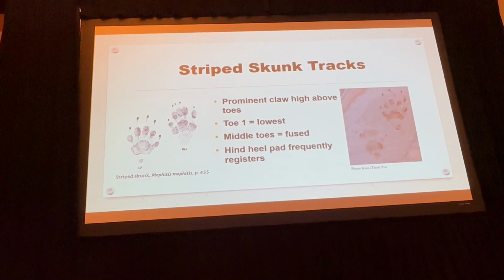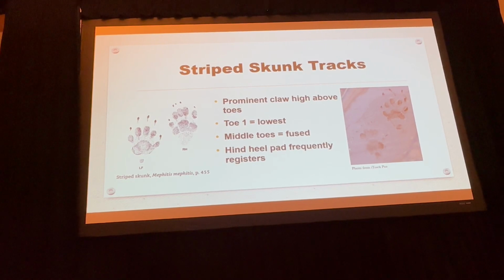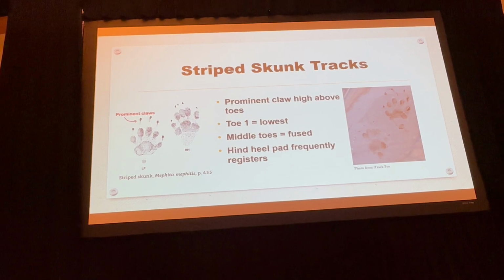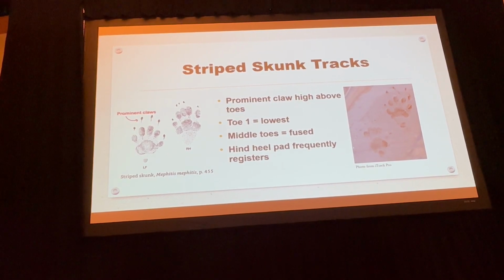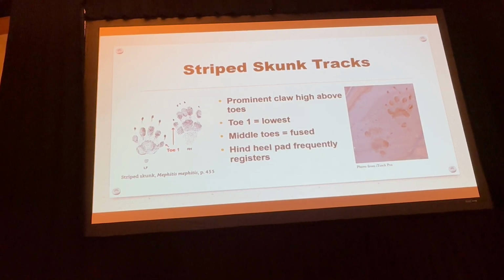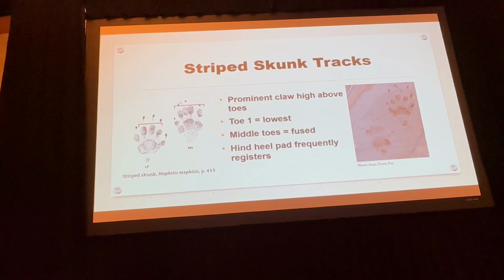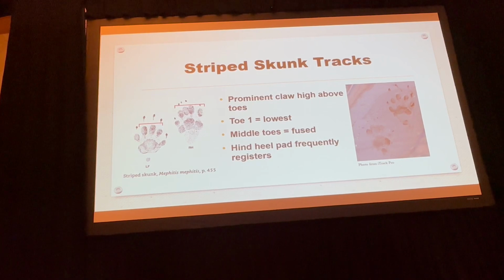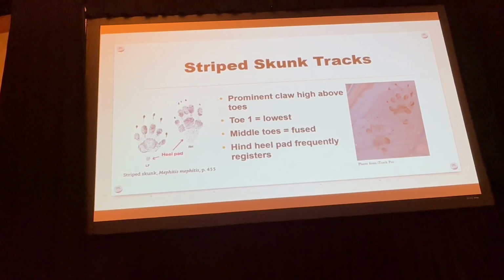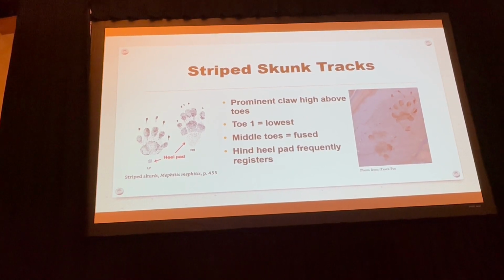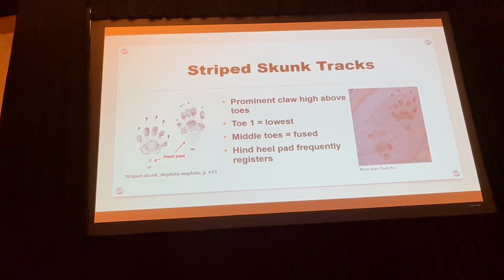Striped skunks are the most common skunk in North America. Their front and hind tracks resemble each other. But the front tracks have very large claws, which would register high above the toe pads. Toe 1 is the lowest on both front and hind tracks. And the middle toes will be fused, so they won't splay or spread out, and they'll also point forward. The hind heel pad frequently registers, so it will be most likely present in the track.